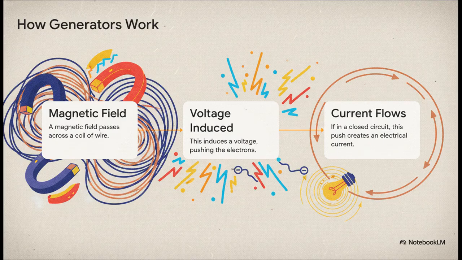You move a magnet near a coil of wire. That moving magnetic field actually creates a voltage, a push in the wire. And if that wire is hooked up to a circuit, that push creates a current. That's all a generator is, just spinning a magnet inside a bunch of coiled up wire.